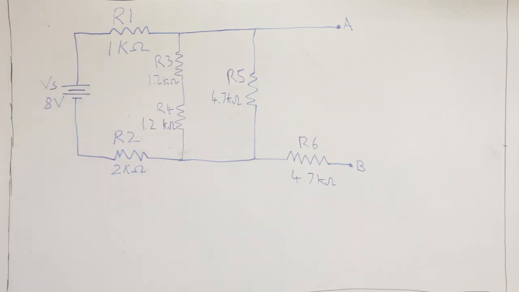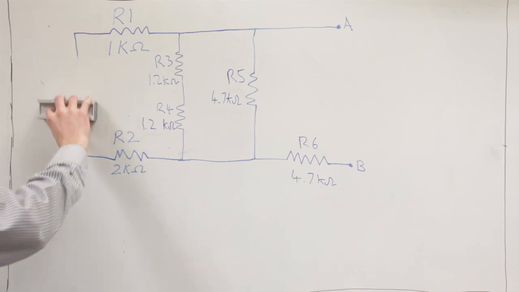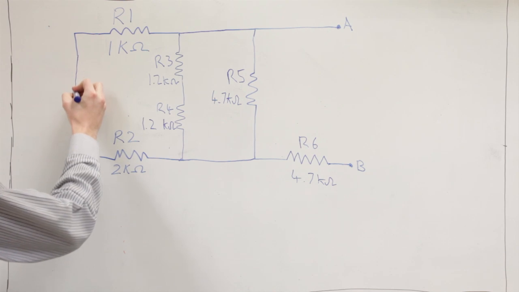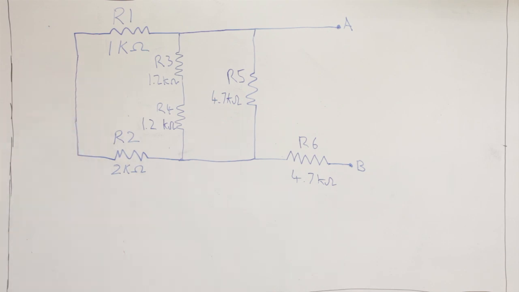So that's right. In step two, we're going to calculate Thevenin's equivalent resistance. To do this, we need to begin by replacing the power supply with a short circuit. So now that we've shorted the power supply, we're going to simplify the circuit.